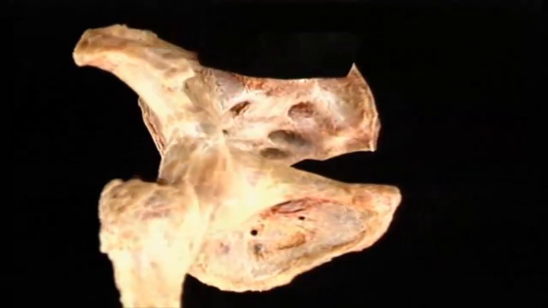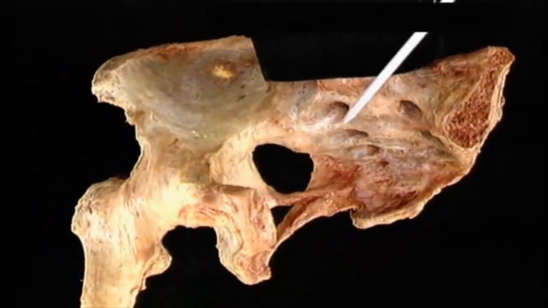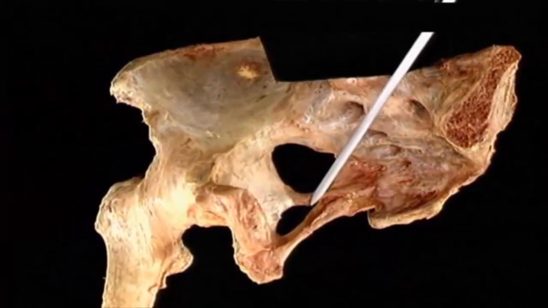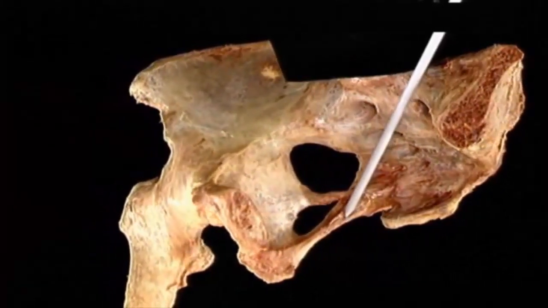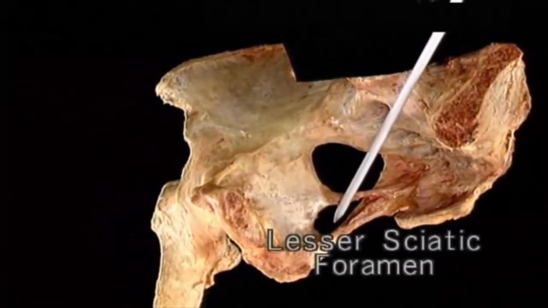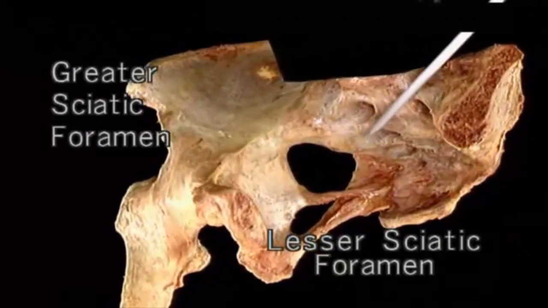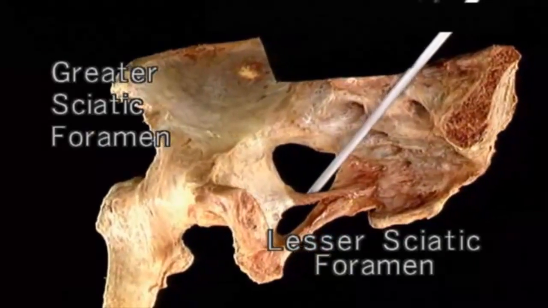Let's go round to the front and see those two ligaments from the inside. Here's the sacrospinous ligament. Here's the sacrotuberous ligament. These two openings are the lesser sciatic foramen and the greater sciatic foramen. The sciatic nerve passes through the greater sciatic foramen.